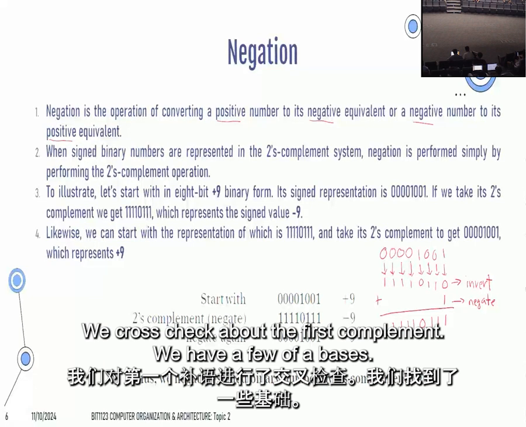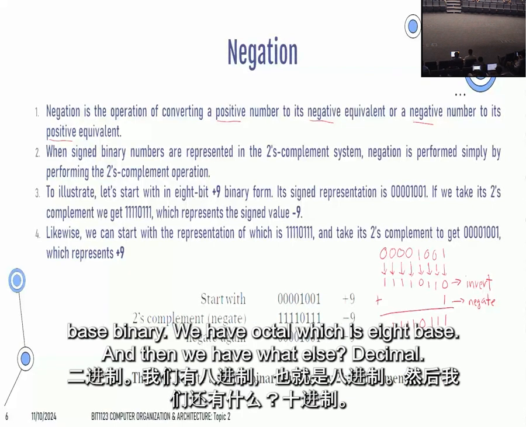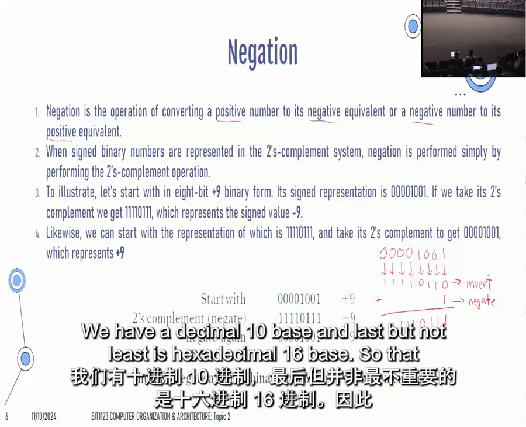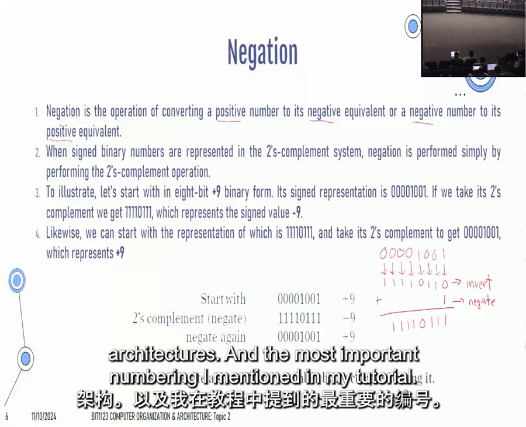We have a few bases. First of all, we have first complement. Next, we have second complement or 2 base, binary. We have octal, which is 8 base. And then we have, what else? Decimal, 10 base. And last but not least is hexadecimal, 16 base. So that is the numbering system that we understand for computer architectures.